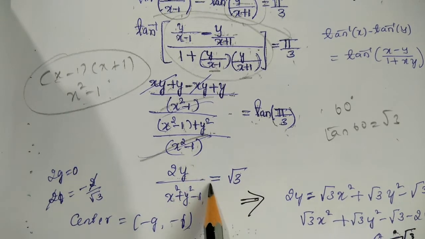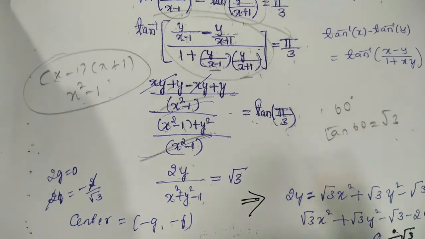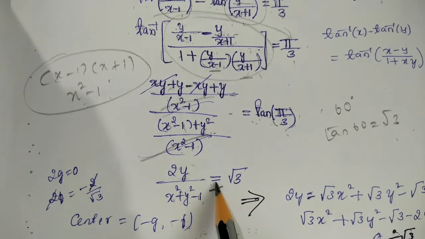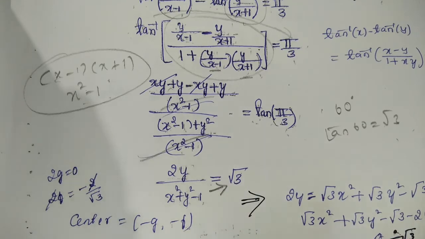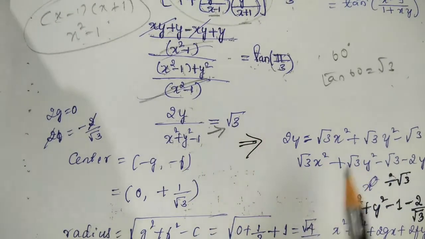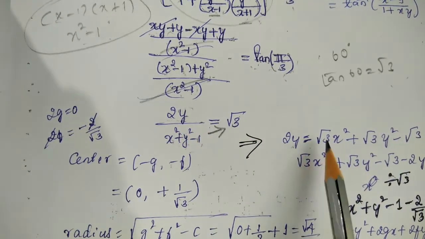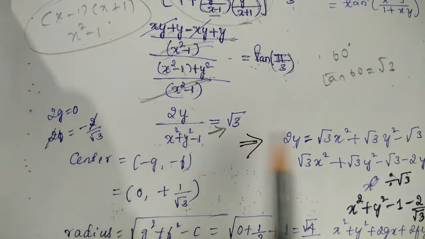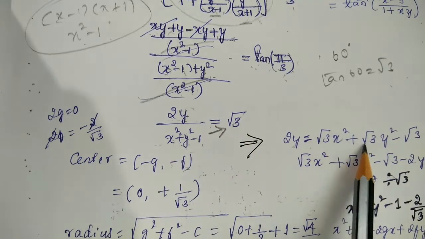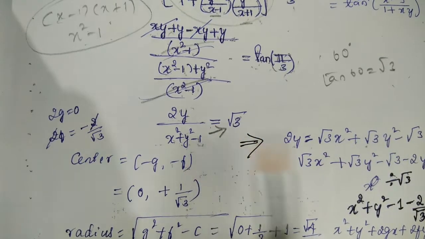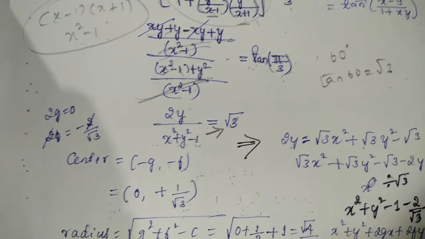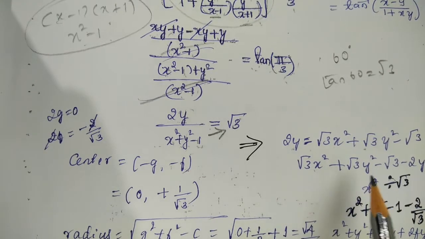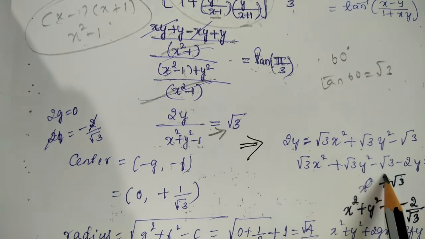Is it clear? So which is equal to, what is tan 60? Tan 60 is root 3. Apply that one. Now cross multiply these two. We remain with what? 2y as it is equal to root 3 into x square, root 3x square, root 3 into y square is root 3y square, root 3 into minus 1 is minus root 3. So now we remain with what? Root 3x square, root 3y square minus root 3.